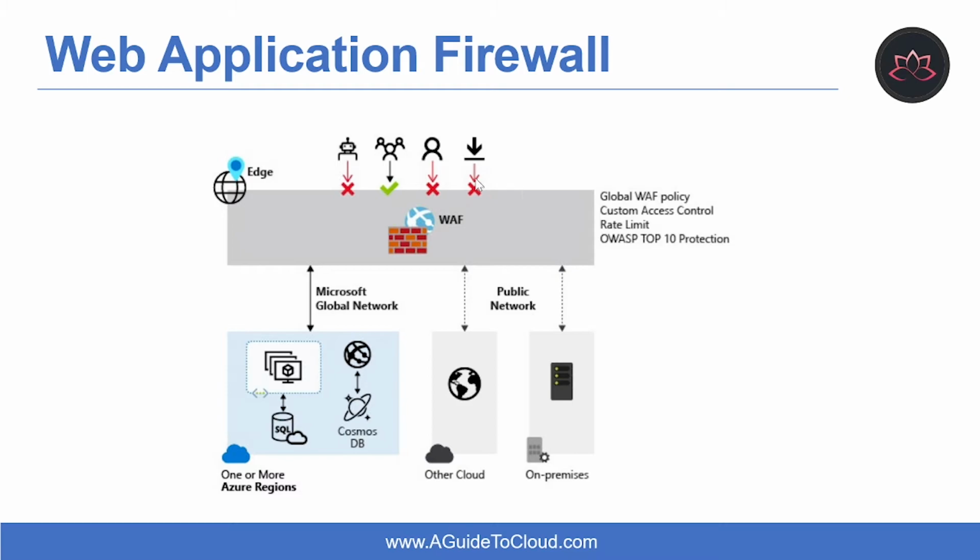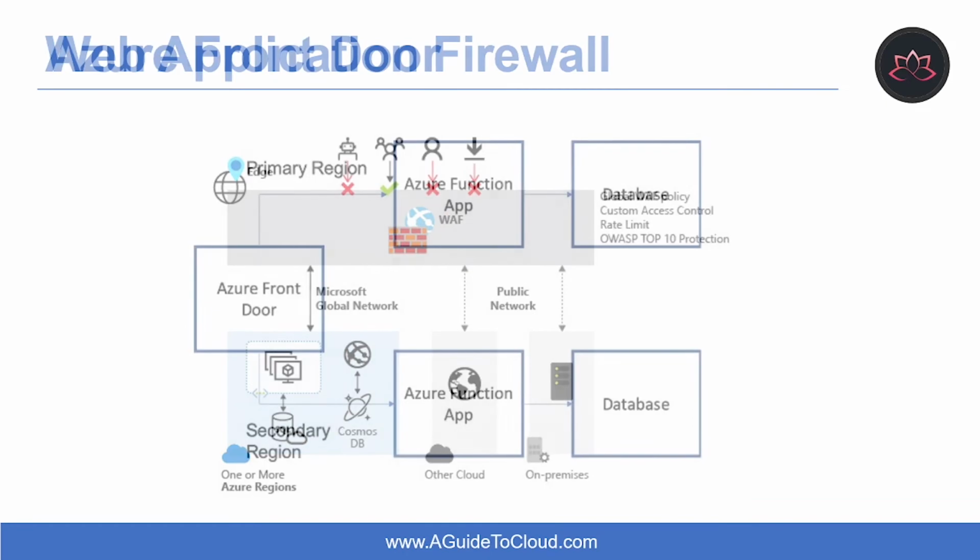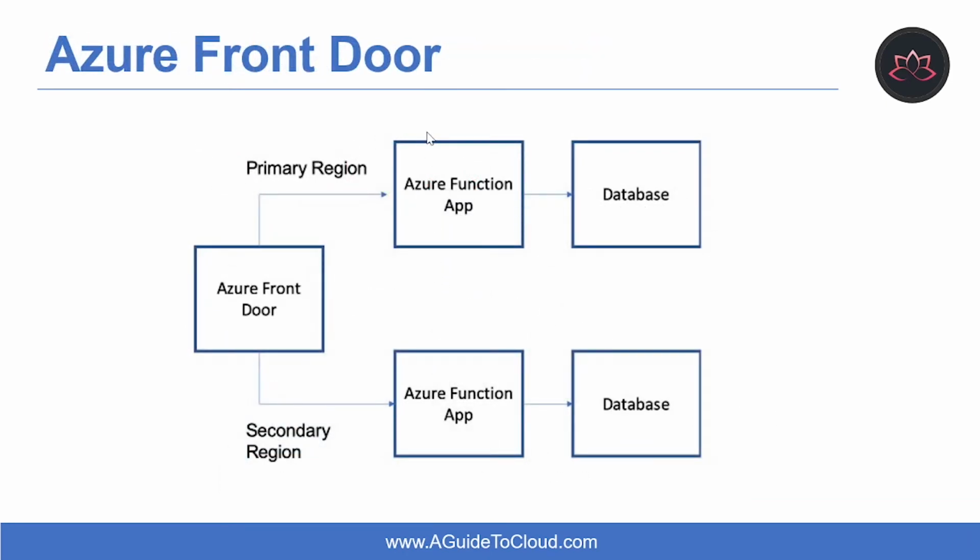A WAF solution can react to a security threat faster by centrally patching a known vulnerability instead of securing each individual web application one by one. So, what is Azure Front Door? Azure Front Door enables you to define, manage, and monitor the global routing for your web traffic by optimizing for best performance and instant global failover for high availability.